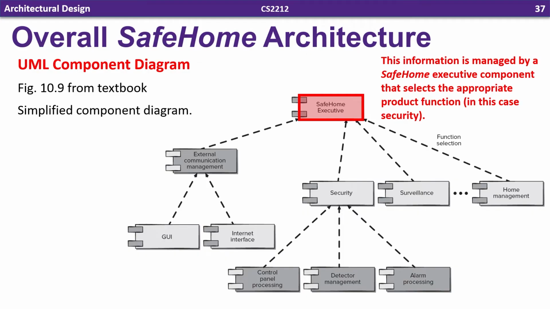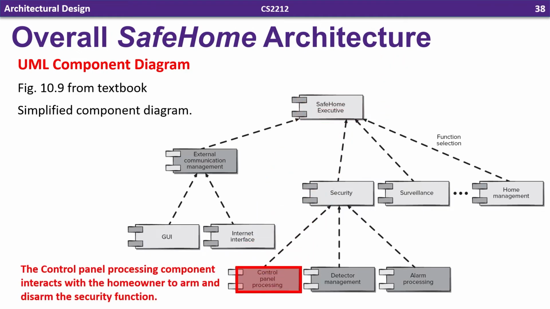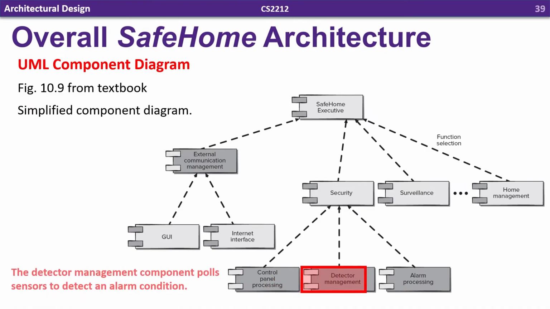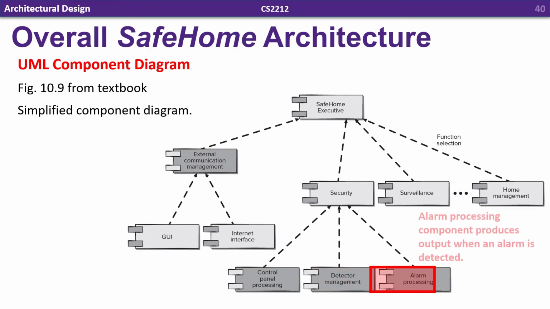For the sake of this example, let's say it's calling on the security function. Under the security function, we have the control panel component that processes physical input from the homeowner and calls on the security function to arm and disarm the system. We have the detector management component, which communicates with the sensors and relays alarm conditions to the security component. And lastly, under security, we have the alarm processing component that deals with alarm states.